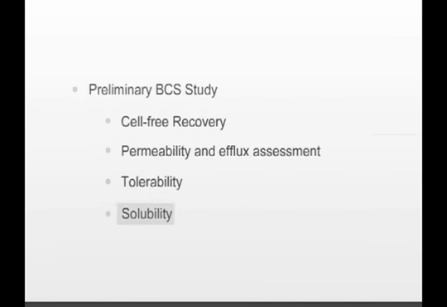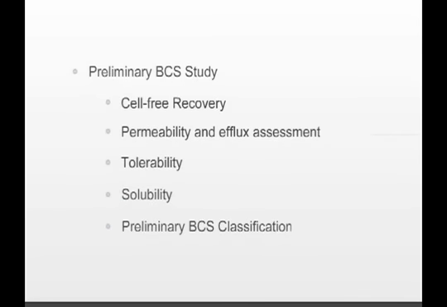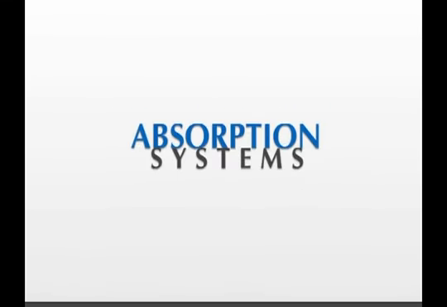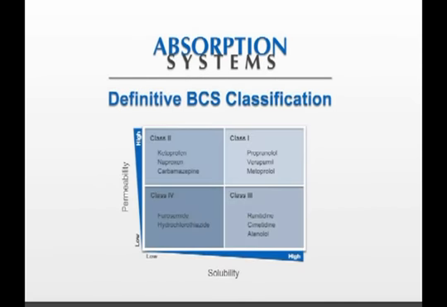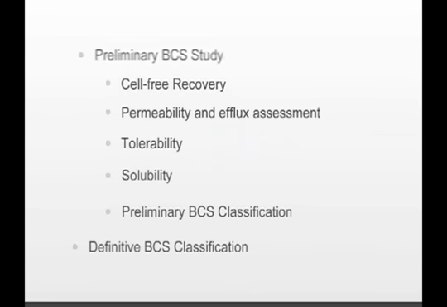Based on the results of the preliminary solubility and permeability tests, we get an idea of the API's BCS classification. Then we consult with a sponsor before finally moving on to the definitive BCS classification study. This is a very rigorous study that includes full GLP analytical methods validation, as well as solubility and permeability assessment exactly as specified in the BCS guidance.